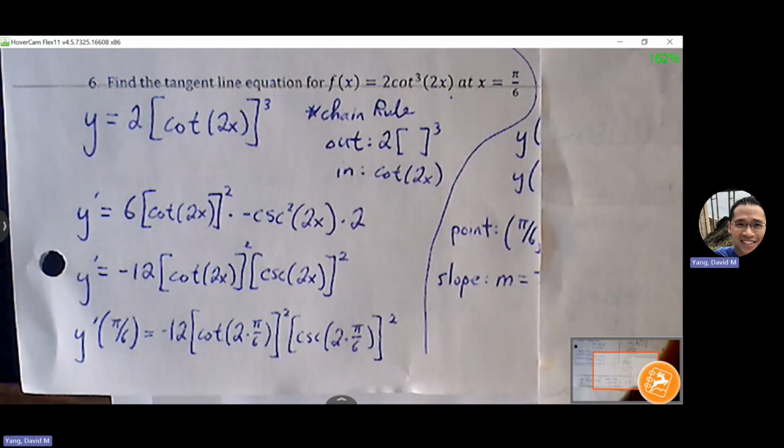Okay, once we apply chain rule and we find our derivative, then this is a matter of figuring out what the slope and the ordered pair is at pi over 6. So pi over 6, we can insert it into the original function. We can also insert it into the derivative and try to get a numeric value out of both of them so we can produce our tangent line equation.